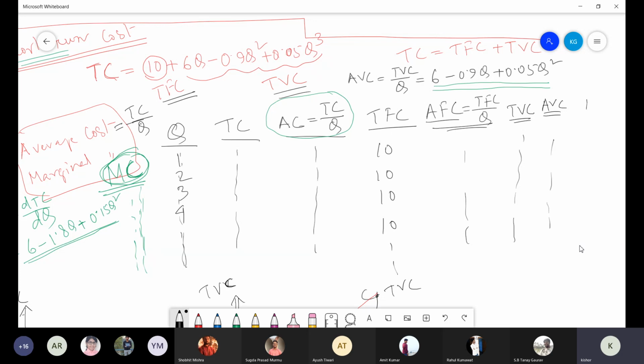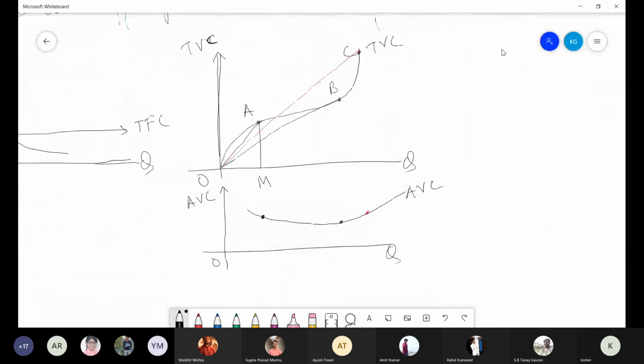You can even write MC here. You will get all these MC, because someone may miss it again when you see the record. MC you can calculate out. It is explained here. So in this case, AVC is obtained in this way.